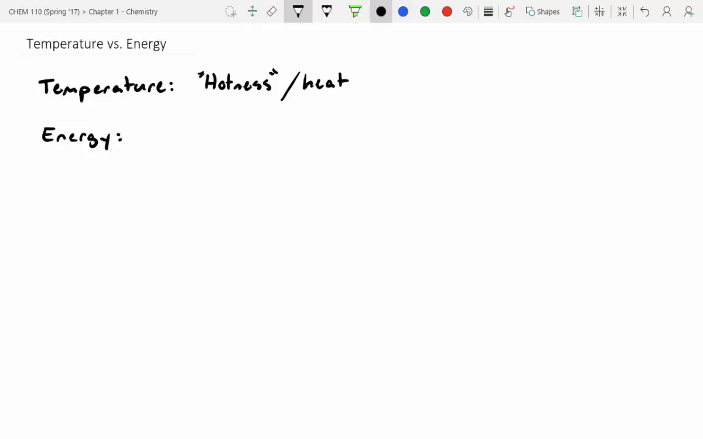How do we define energy? It gives us the ability to do what? To do work, right? So energy is the ability to do work. We can convert temperature or heat energy into usable energy, so we can cross these two over. They're closely related concepts. So let's talk about temperature.